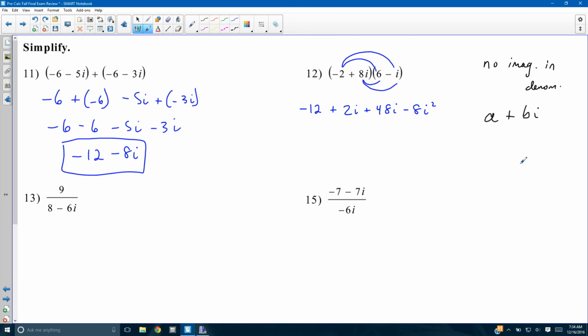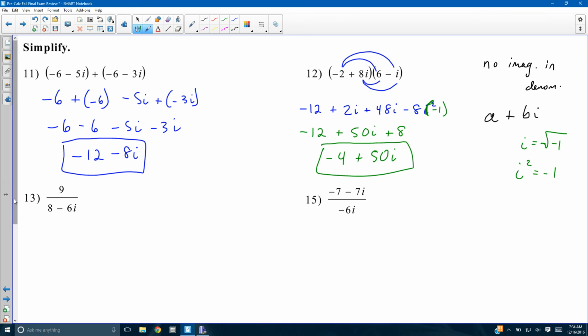Well, i squared happens to be negative 1. Okay, the whole idea is that i is the square root of negative 1. That's why we bother doing this business in the first place, using i instead of square roots of negatives. So i squared is negative 1. So here, this is negative 8 times negative 1. So I have negative 12 plus 50i. Negative 8 times negative 1 is positive 8, so plus 8. Negative 12 plus 8 is negative 4. So I'm left with negative 4 plus 50i.